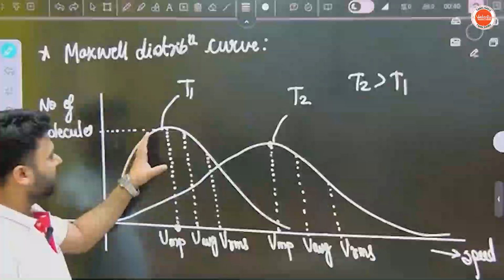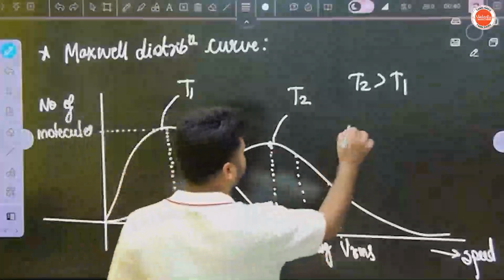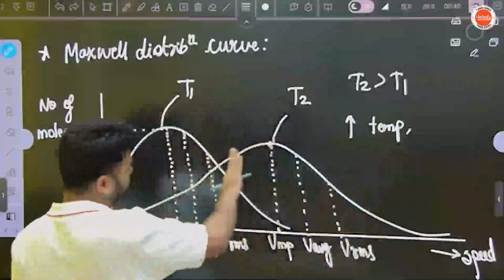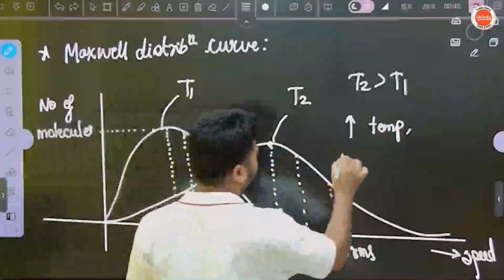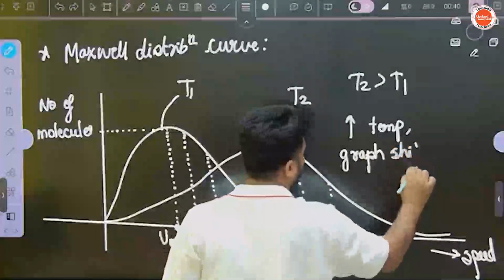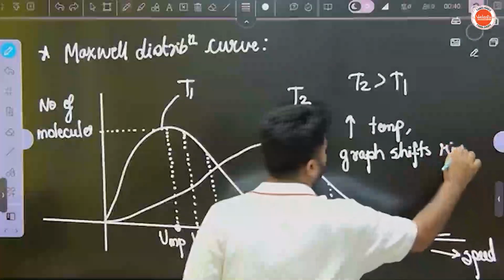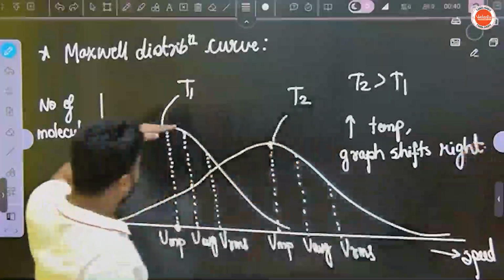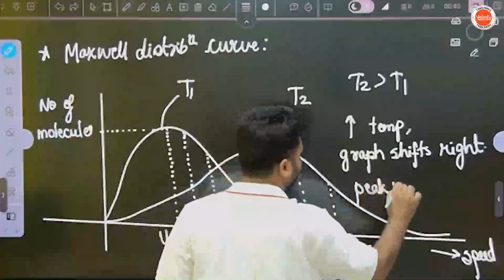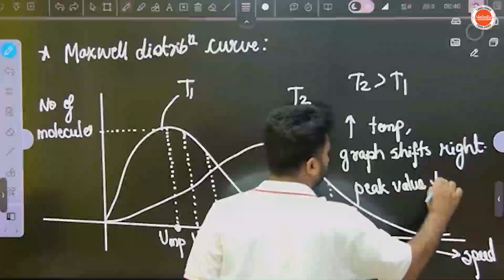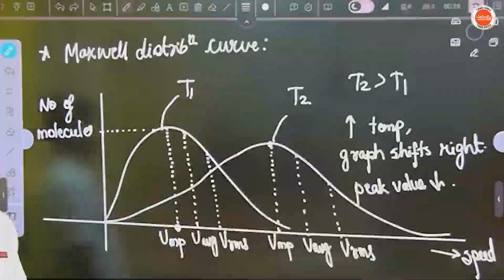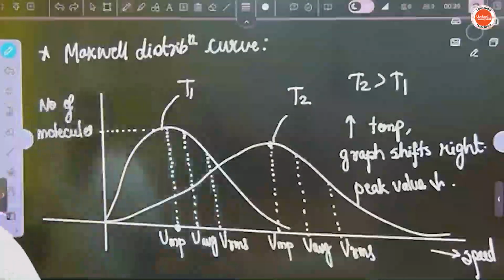Always remember, if you increase the temperature, the graph shifts in the right direction. See, it has shifted right. However, the peak value decreases. Here the peak value was high, here it is low. The peak value decreases. See, next is degree of freedom.